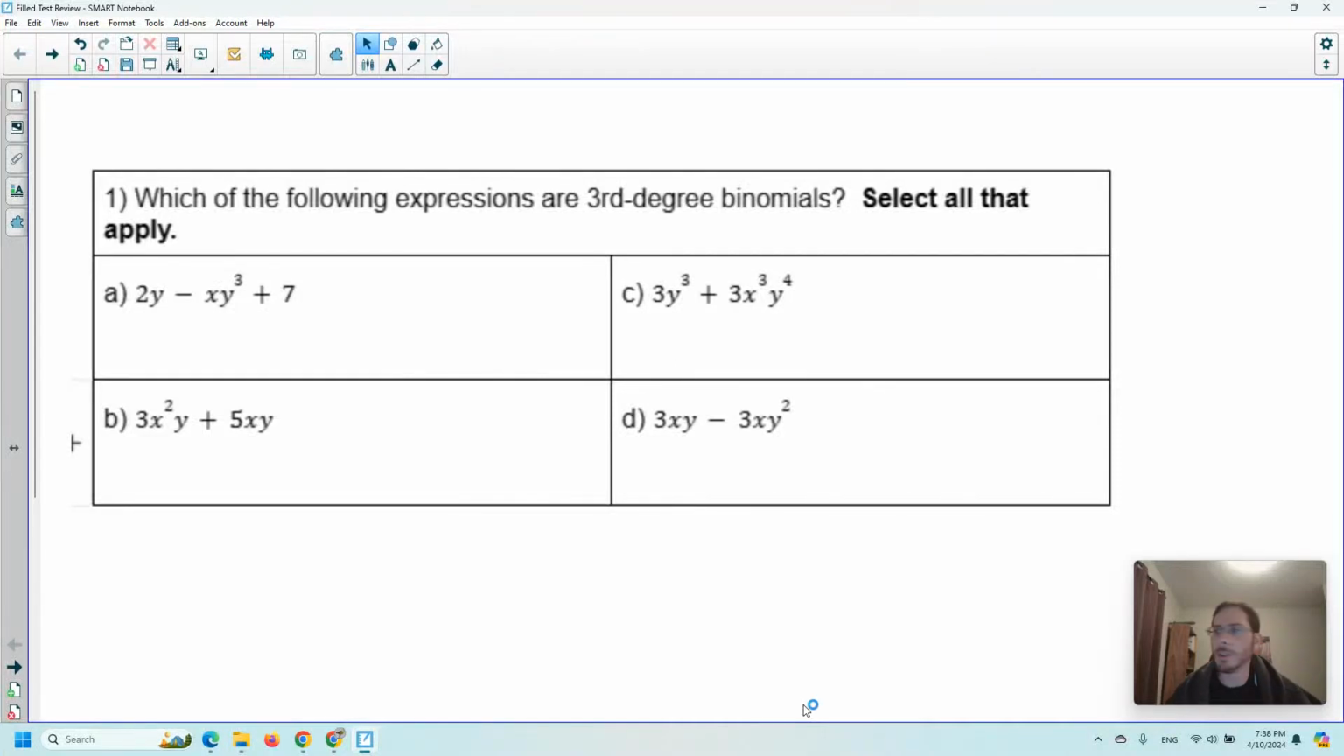All right, so this is the Unit 7 test review. So we got to find out which of these are third degree binomials. And then we have to select all that apply. So we're picking everything that's a third degree binomial. So the first thing we see is third degree. So this means that we want the highest degree to be 3.